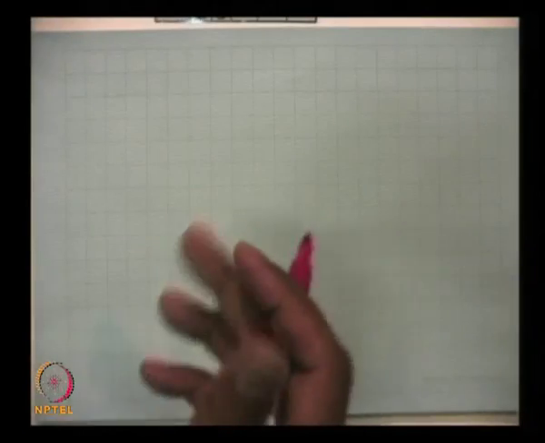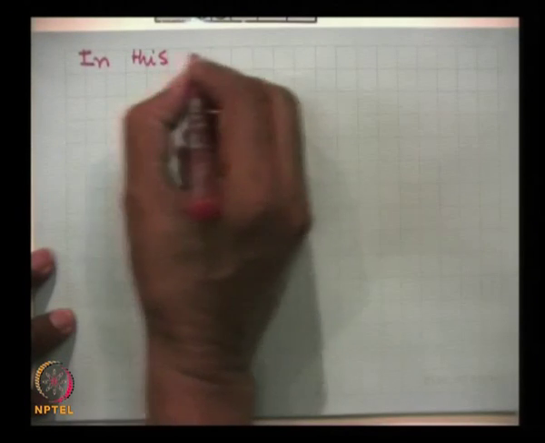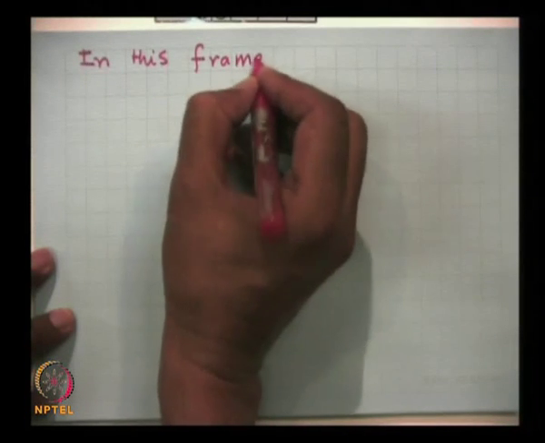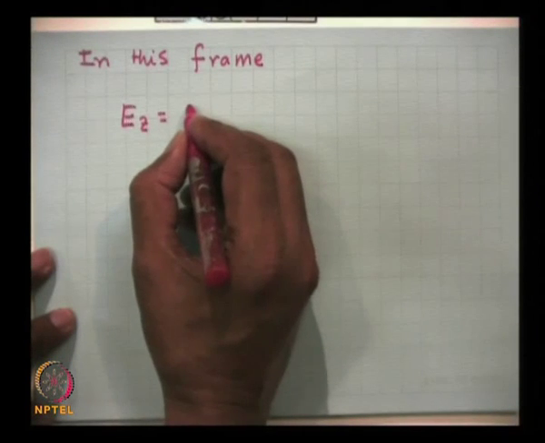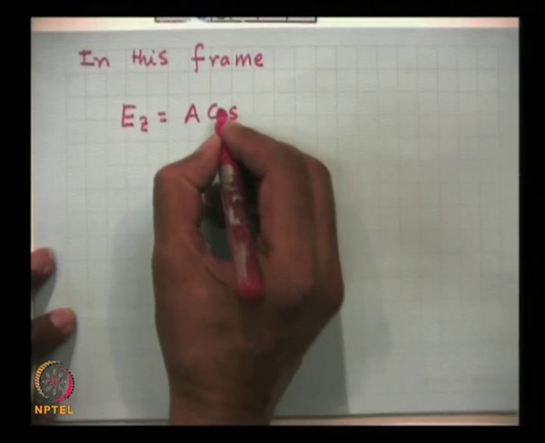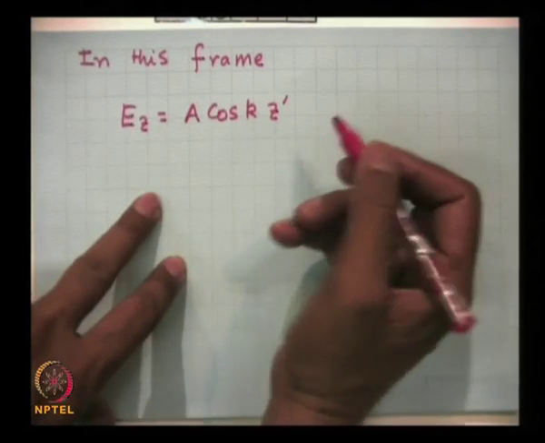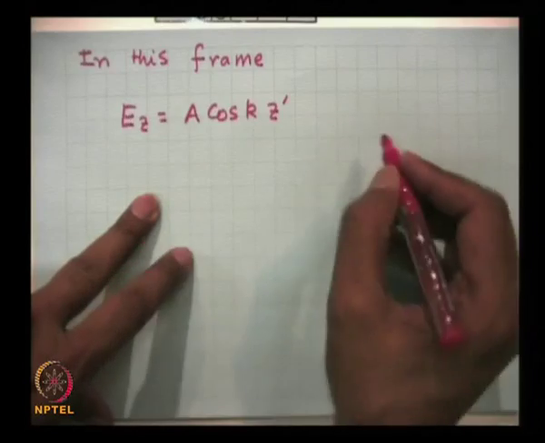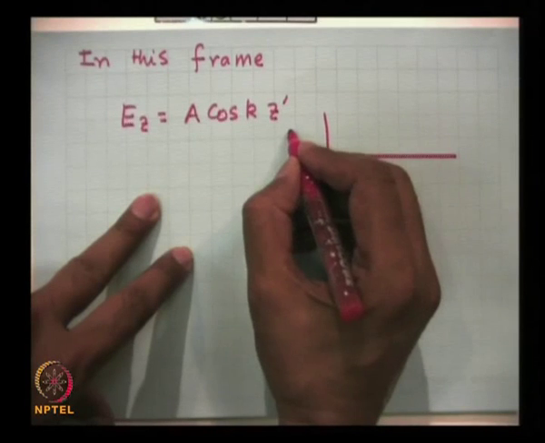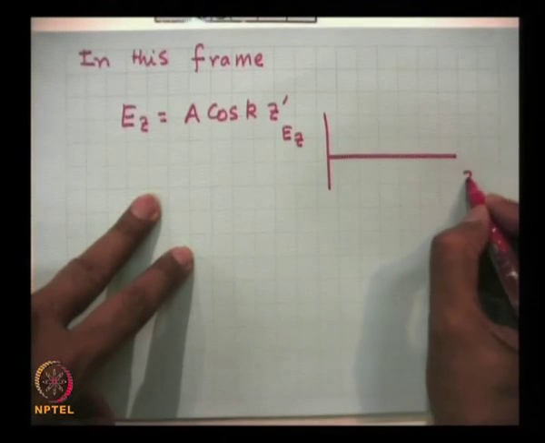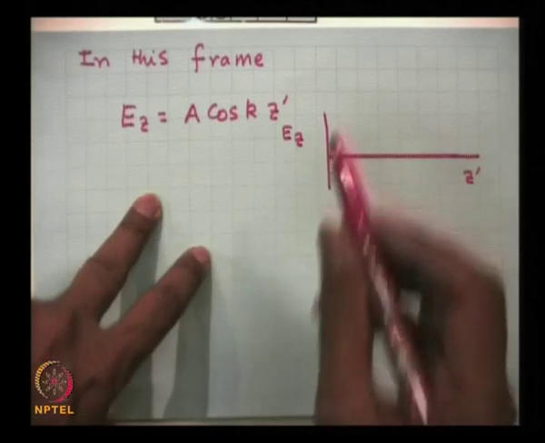So, in the moving frame you get Ez is equal to A cos kz prime. z prime is the z coordinate in the moving frame. Now please plot this as a function of z prime. If I plot Ez as a function of z prime, what do I get? This is a cos function, it will have this sort of variation.